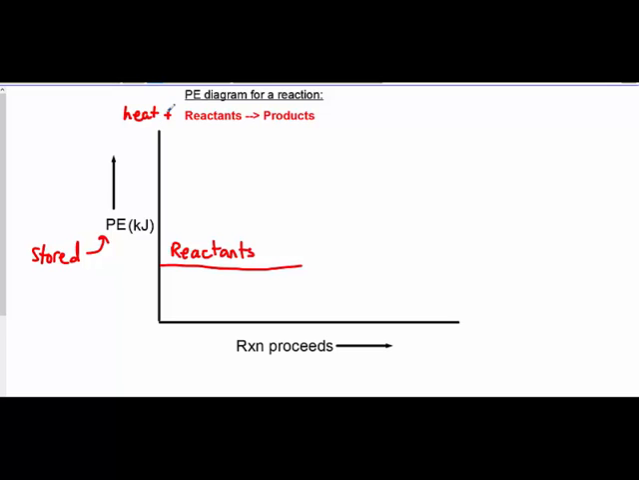So we put the heat in, and that heat is then used, and we produce a product, or perhaps more than one product, that has a greater amount of stored or potential energy compared to our reactants. So the net change in energy here is positive, and we are going uphill from our reactants to our products.